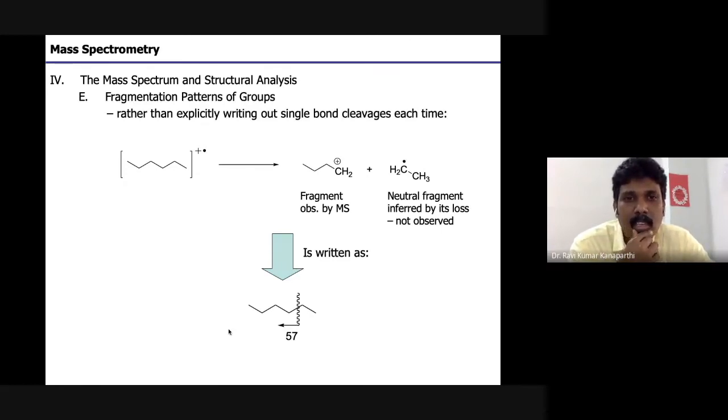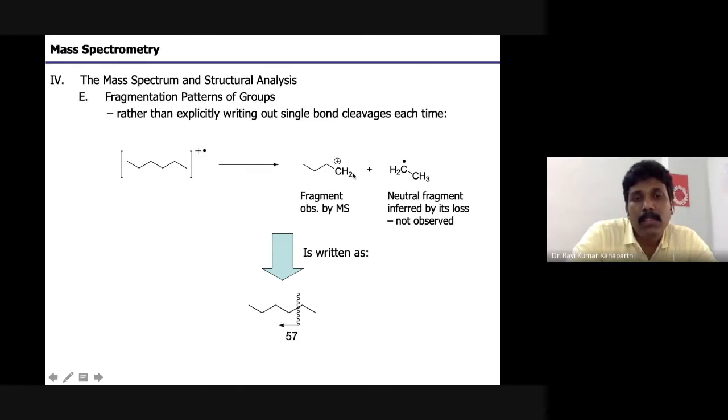Take an alkane. This is the most general way of fragmentation: it will lose one ethyl radical and form a primary carbocation.